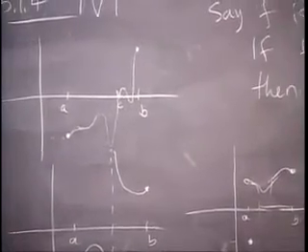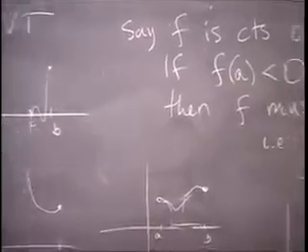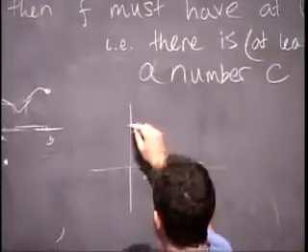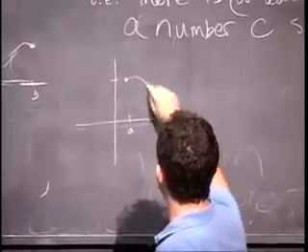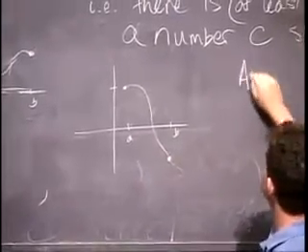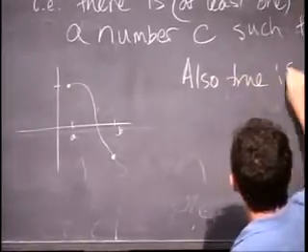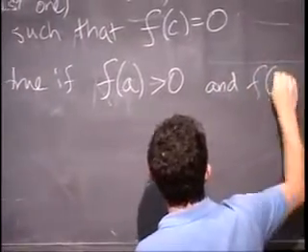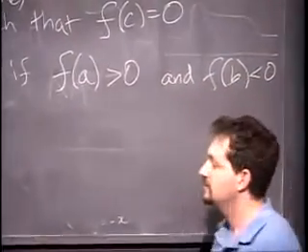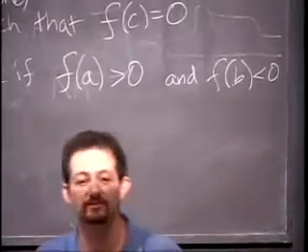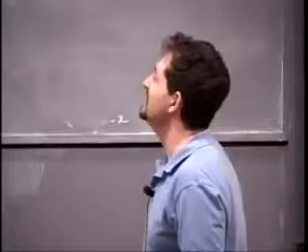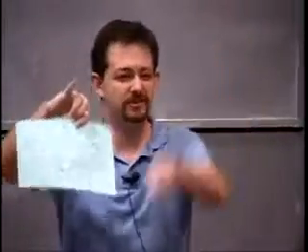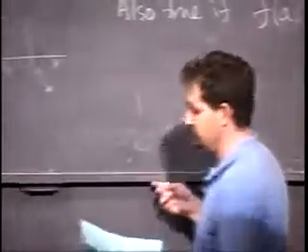Now, of course, what if they're switched? What if f(a) happens to be above the axis, and f(b) happens to be below the axis? Well, the same is also true if f(a) is greater than 0 and f(b) is less than 0. As long as they have opposite signs, in fact. If one of them is positive and one of them is negative, that's good enough. Of course, if they're both positive, it doesn't have to go down. If they're both negative, it doesn't have to go up to the axis. But it does have to cross if one is positive and one is negative. Okay, so here's a fairly simple example.